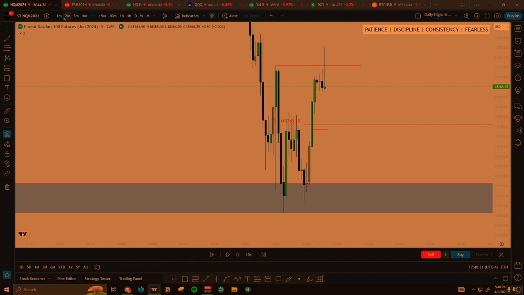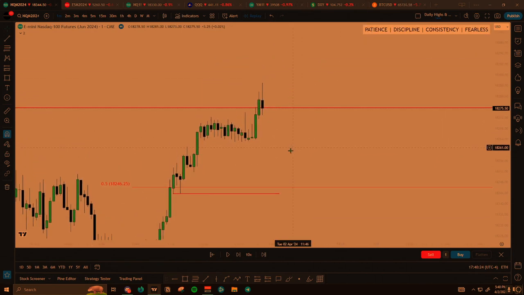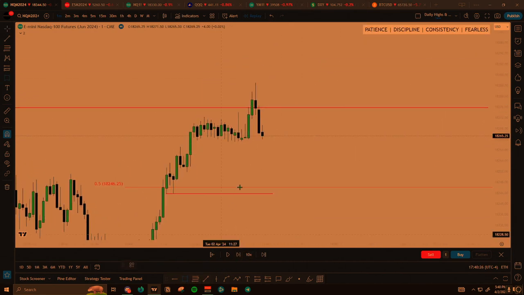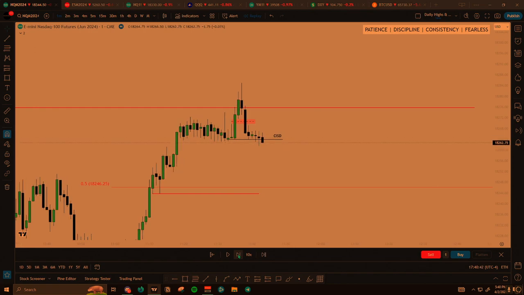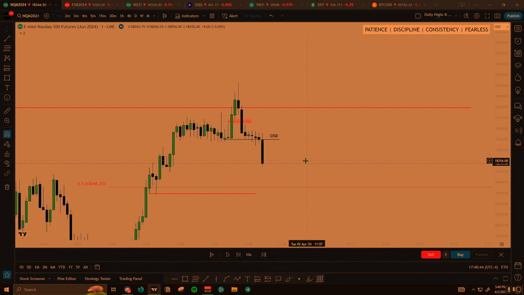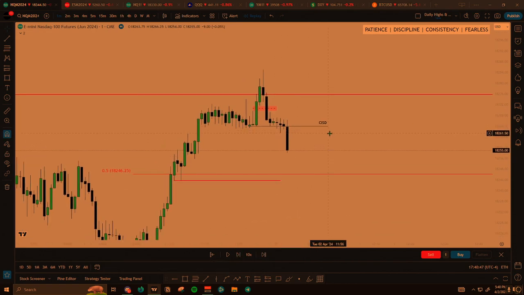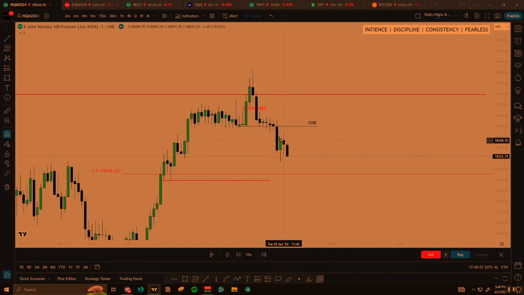So this is what I ended up taking. This 1 minute got inversed, but I was waiting to see if we would get a change in the state of delivery right here, and we ended up getting it right there. So that is your change in the state of delivery. We also ended up inverting this gap, and so what I was waiting for was to see if price would give me an entry opportunity. I didn't get in right away here.